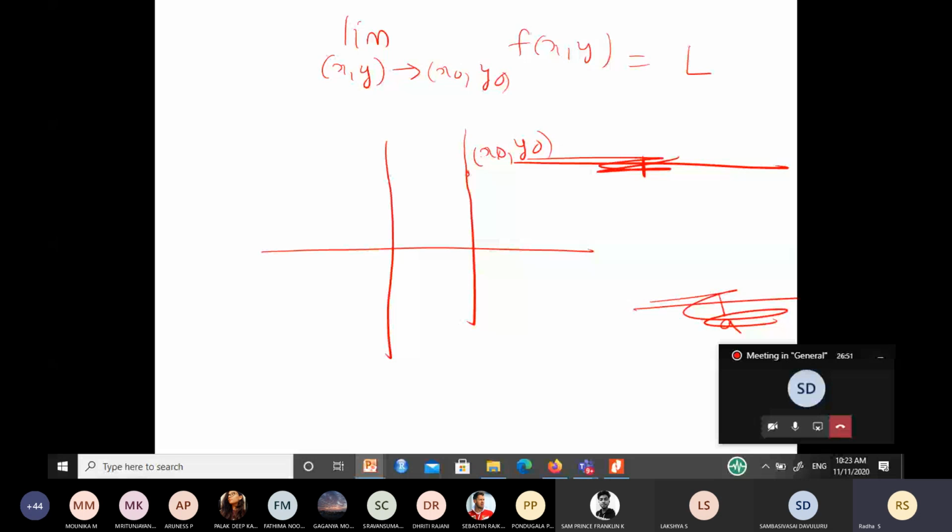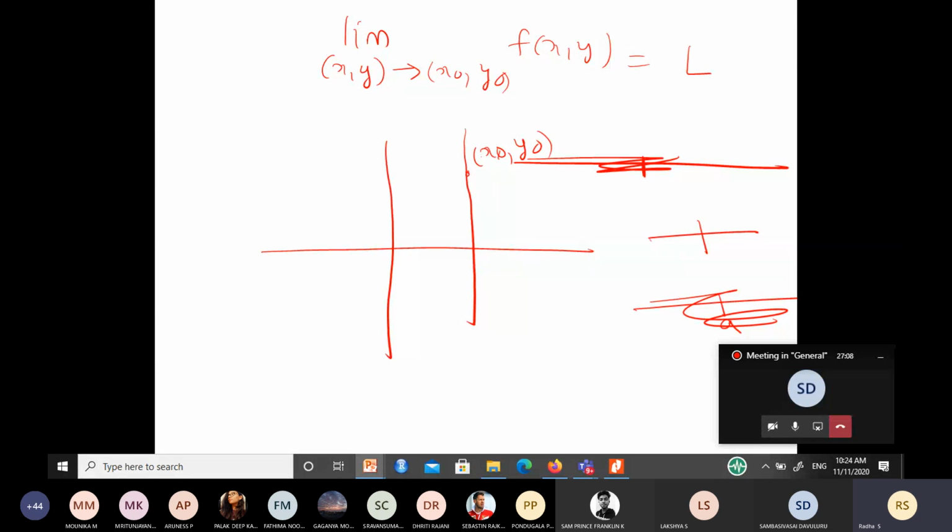So whenever you are trying to approach x0 comma y0, through all such curves, your f of x comma y should approach L. But in the single variable case, only one was there. You can approach only from left or right, no other way, because it's a single line.